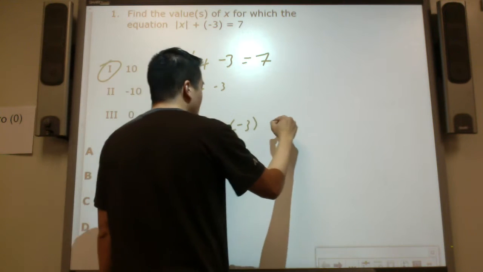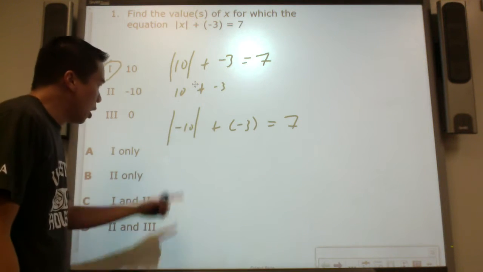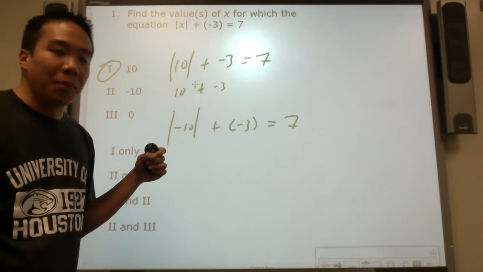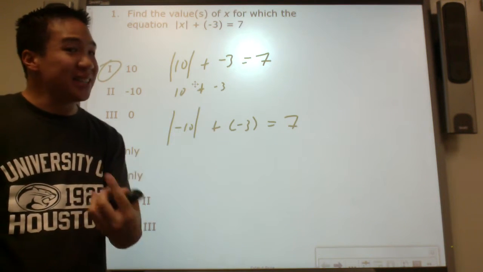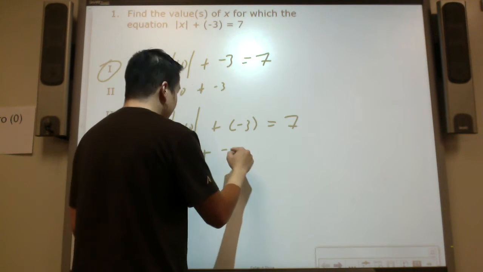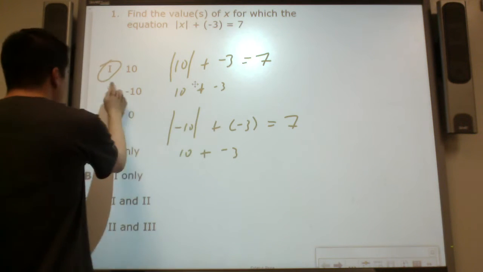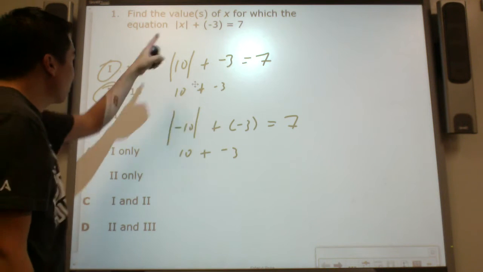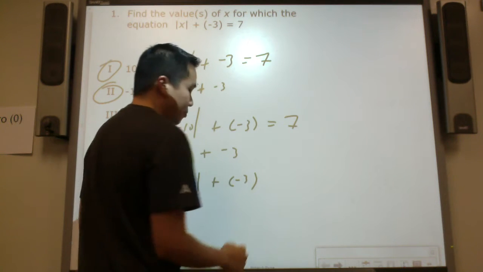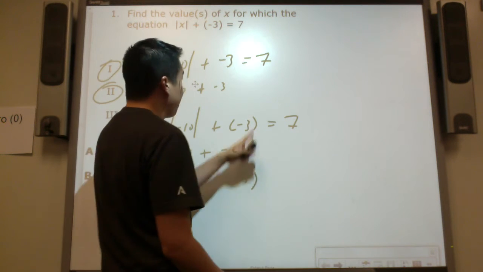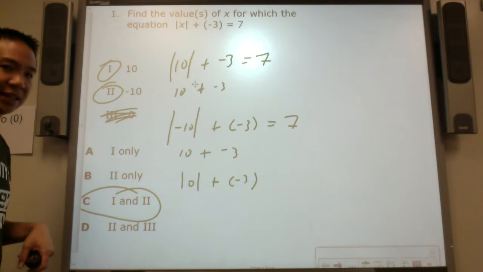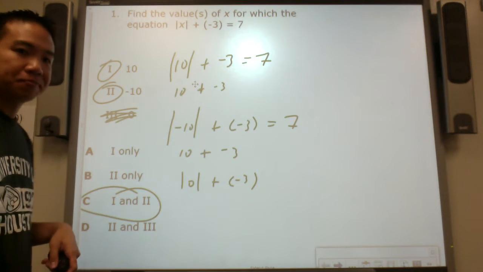Will this equal 7? How far is negative 10 from 0 on the number line? What's the distance? Remember, distance is always positive. So this has to be 10 units plus negative 3. Hey, it's the exact same problem right here. So this one works. Let's look at 3. How far is 0 from 0? 0. 0 plus negative 3 will not be 7. So 1 and 2 are correct, so C is the correct answer.